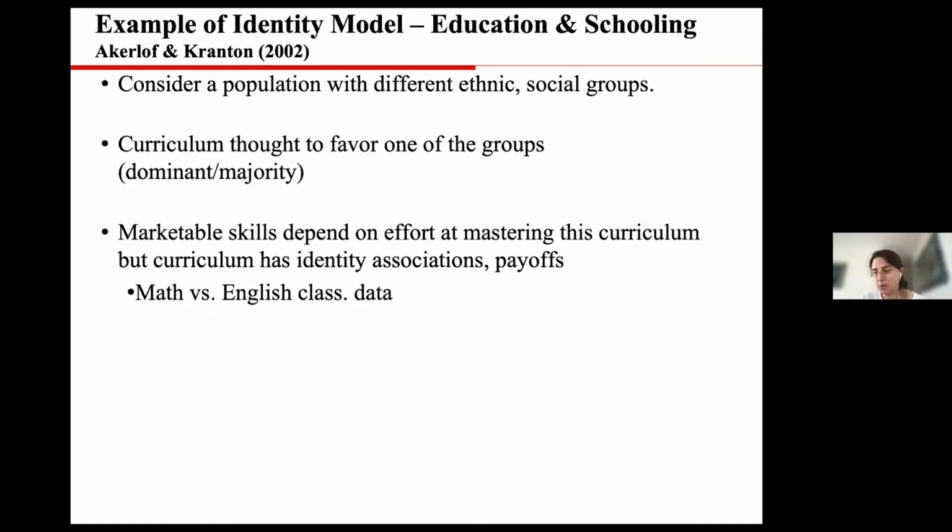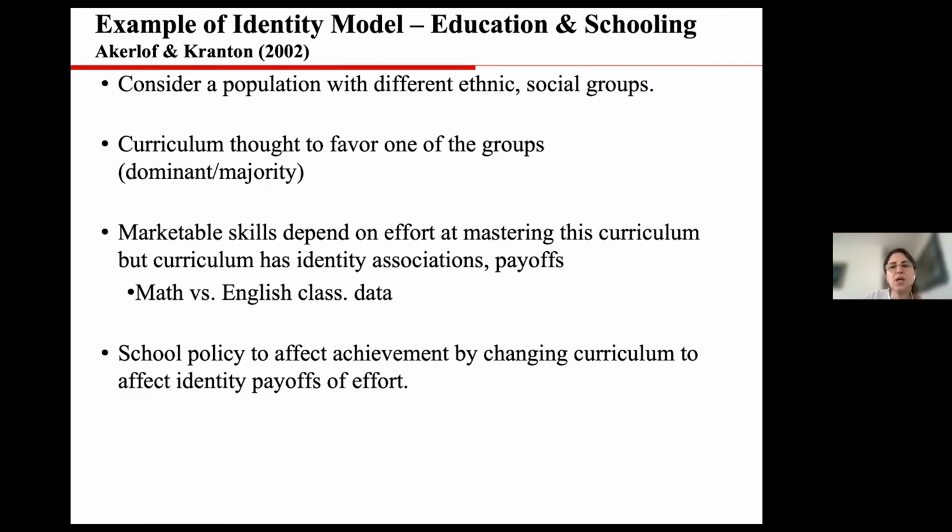It might be the language of the majority, in which case kids may or may not want to master that language because it has an implication for how they feel about themselves. So in the United States, we see this in the battles over literature. And we can actually see it picked up in people's attitudes towards math class versus English class, for example. There are more nuanced attitudes towards English class. So if a school recognizes this, school policy could affect achievement by changing the curriculum to affect the identity payoffs of this effort in school.